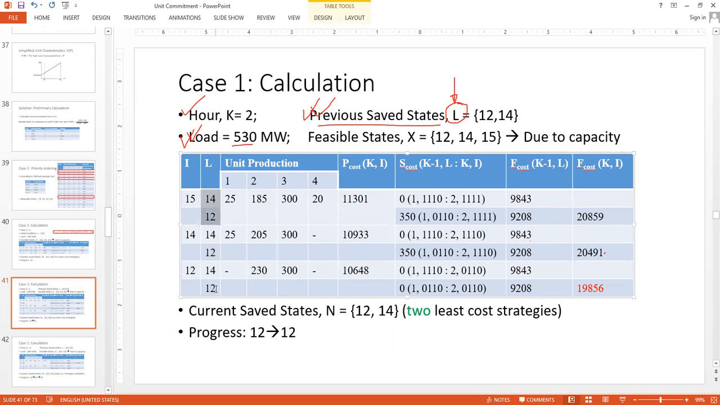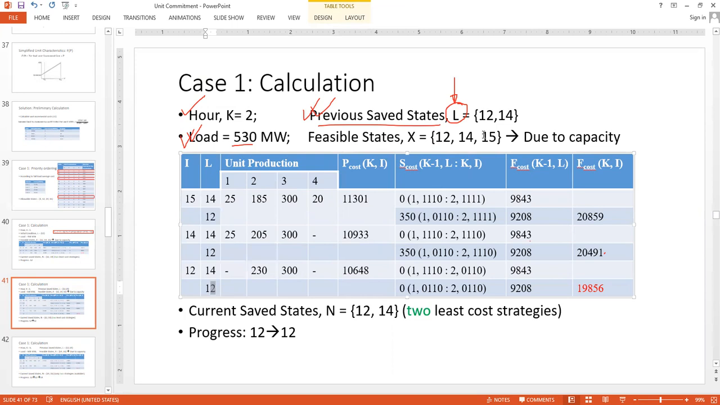So the transition could be from 12 to 12. In simpler words, the transition would be between L and X. These 2 sets can interact: 12 to 12, 12 to 14, 12 to 15, or 14 to 12, 14 to 14, and 14 to 15. So the transition would be between L and the feasible states X.